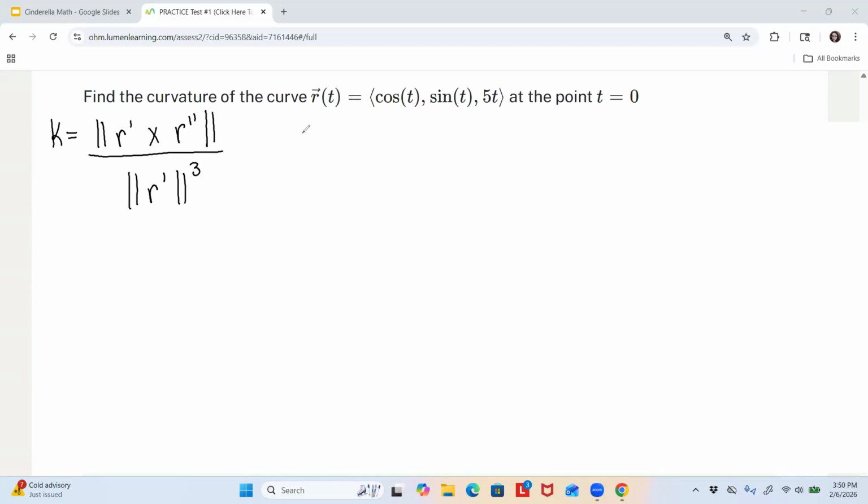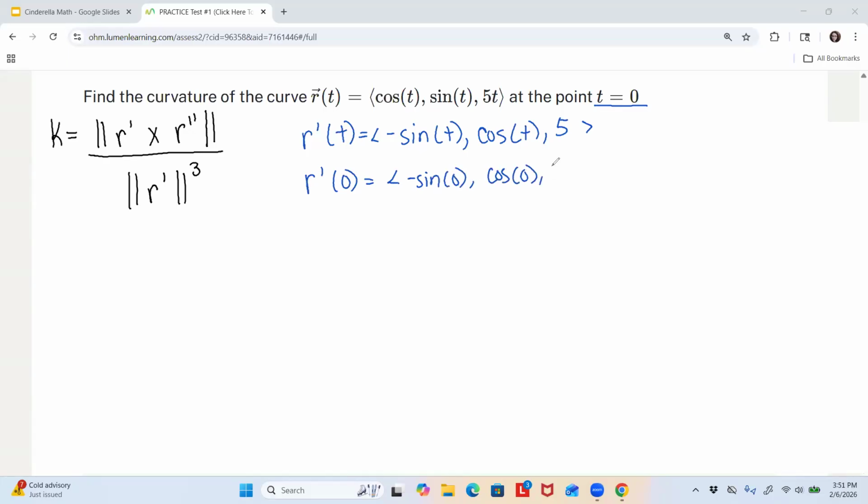Okay, so finding R prime of t. So derivative of cos would be negative sine. Derivative of sine is cos. And derivative of 5t is 5. And now plug in the value. It says t is 0, so do R prime at 0. So that's negative sine of 0, cos of 0, and then there's nothing to plug in, so that's 5.